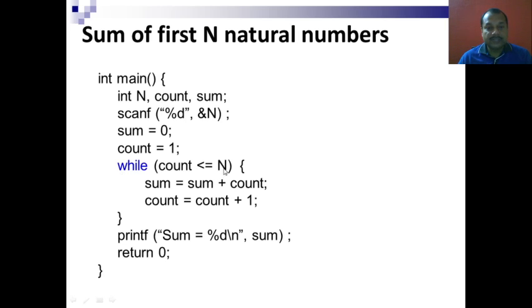Nevertheless, once this loop execution is over, you come out of there and then you print sum equals %d, sum, and then you return 0. You know that since I am writing int main, I have to put a return 0 statement here.